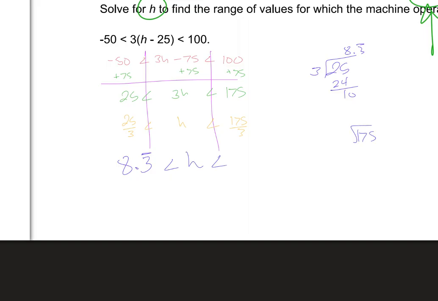And let's see, I think this is something like that. 6 times 5. And then there, it's 58.3 repeating.